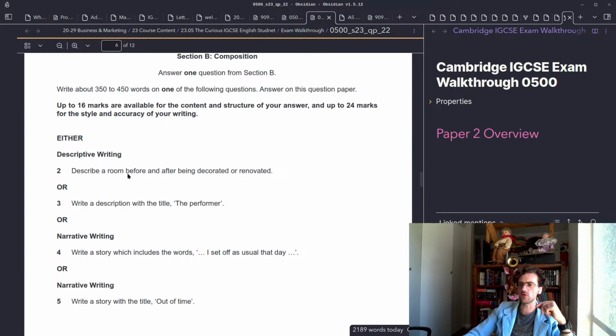So, describe a room before and after being decorated or renovated. Before and after being decorated and renovated. And so you've got 350 to 450 words. That's really not that many words. That's like 45 lines. It's like a page and a half.